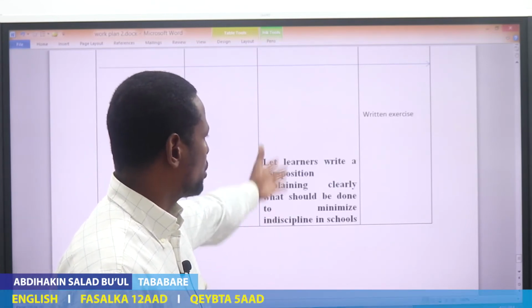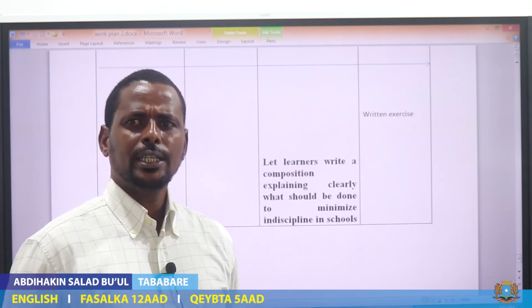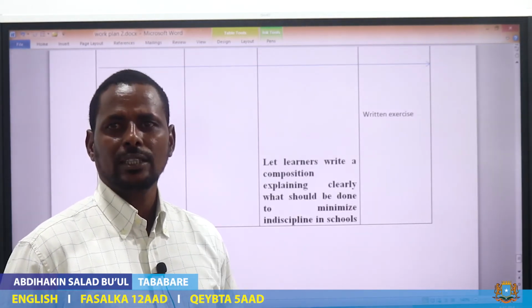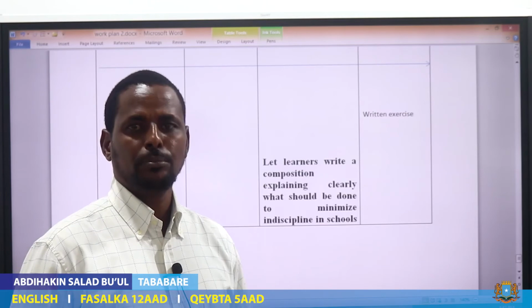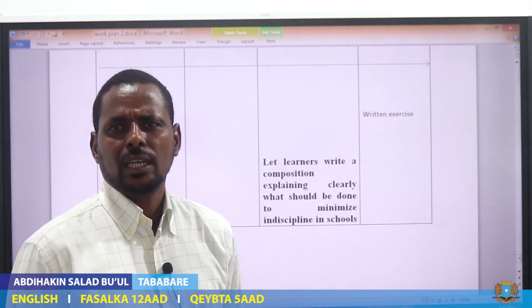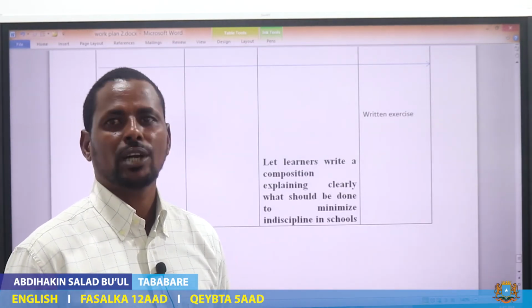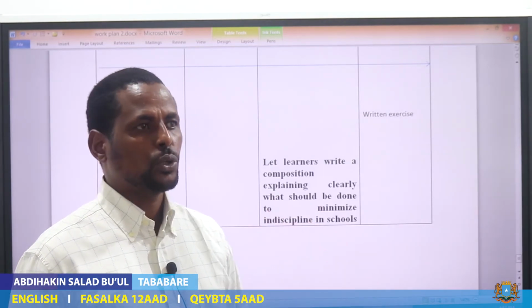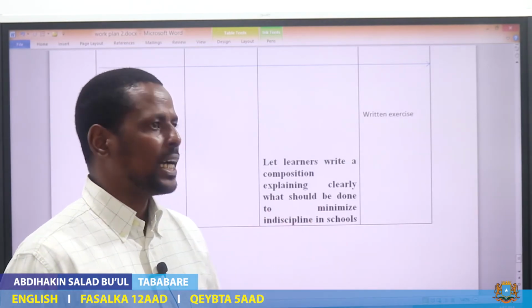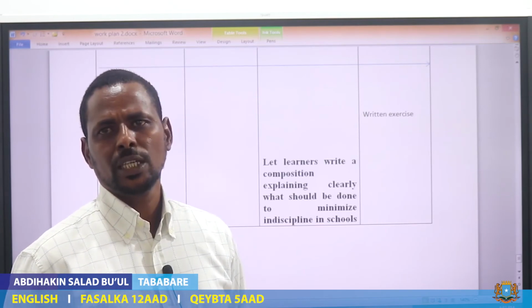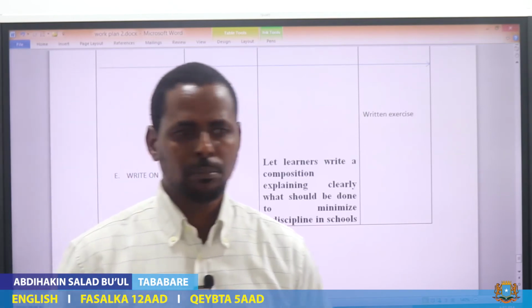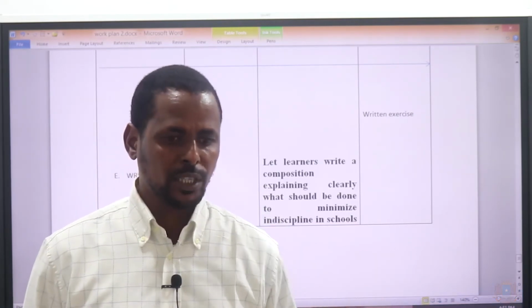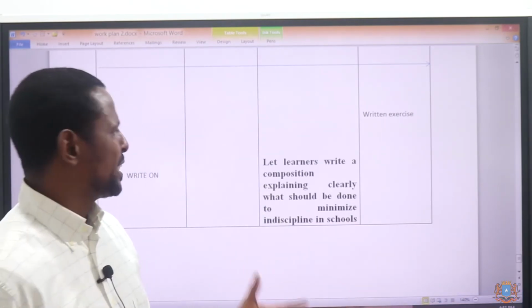This composition is very, very familiar. The student identifies himself or herself with it very easily. So it is very easy for him or her to write on this topic. Because the student knows that there are students who are indisciplined. Teachers always talk about discipline, be disciplined. At home, we are advised, be disciplined. So how can you maintain discipline?